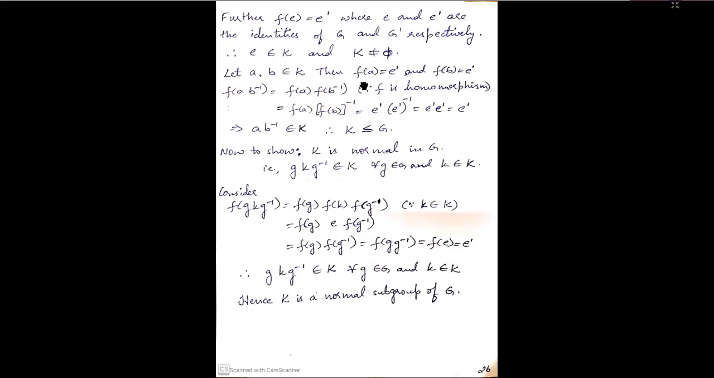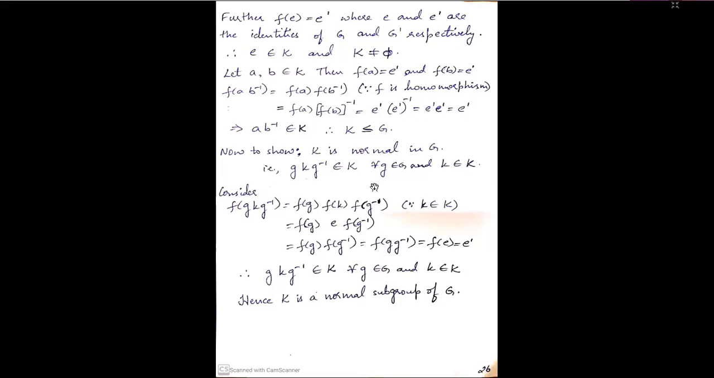From the definition of kernel, f of a is equal to e dash and f of b is also equal to e dash. So we consider f of a b inverse. This is equal to f of a into f of b inverse, since f is a homomorphism, and f of b inverse is nothing but f of b the whole inverse. So f of a is identity and f of b is also identity, so you get back the identity element. So f of a b inverse is equal to identity. That means a b inverse is an element of K. So therefore K is a subgroup of G.